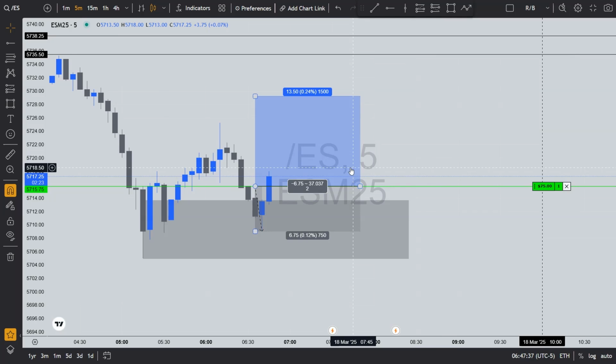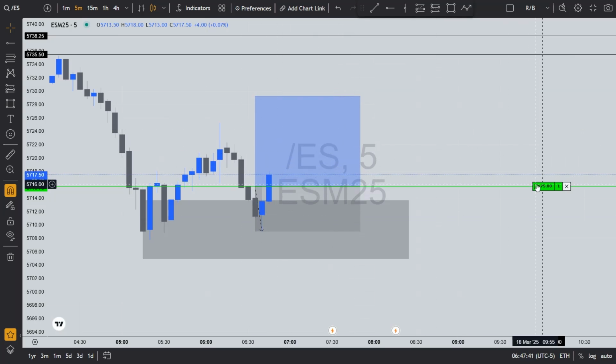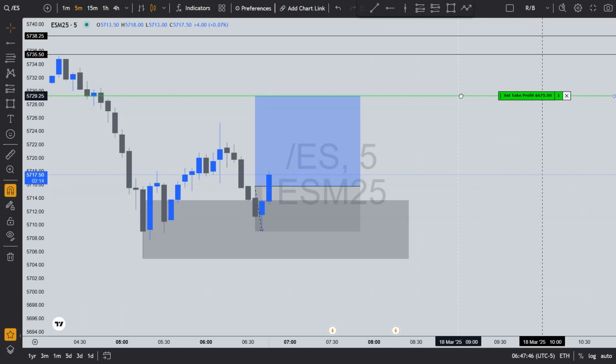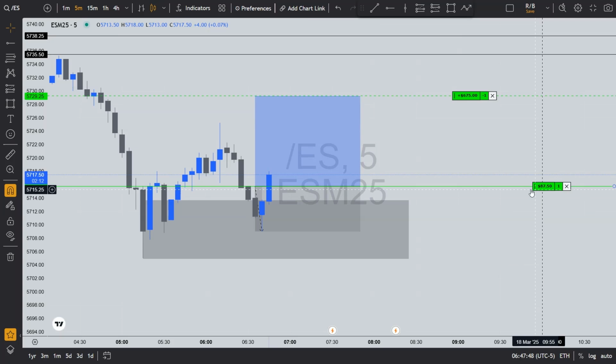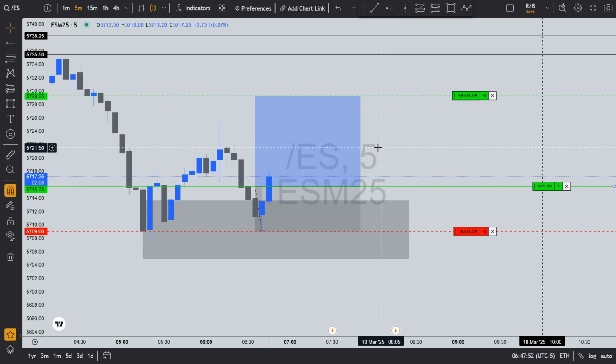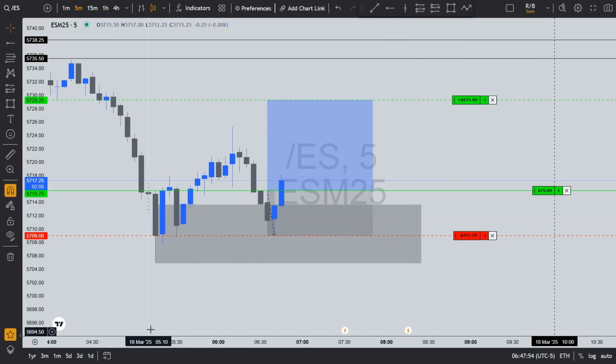So same thing, a 1 to 2 risk to reward trade. So that'll be 600 profit, 300 stop loss. So I'll just fast forward for y'all, and then we'll see how the trade plays out.